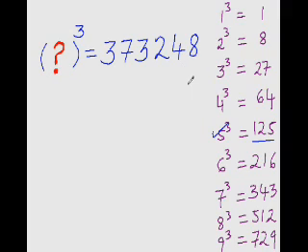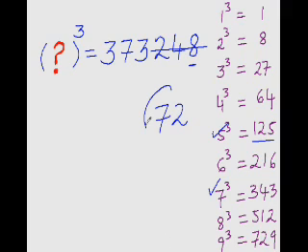Okay, so let's see. The last digit here is 8 and the conjugate of 8 is 2. So write 2 here and strike out the last 3 digits. Now you are left with 373. So what is the number that has its cube near 373? 7, isn't it? So I write 7 here. The answer is 72.